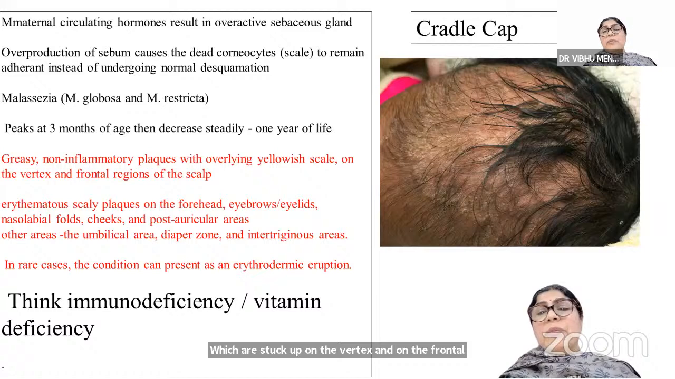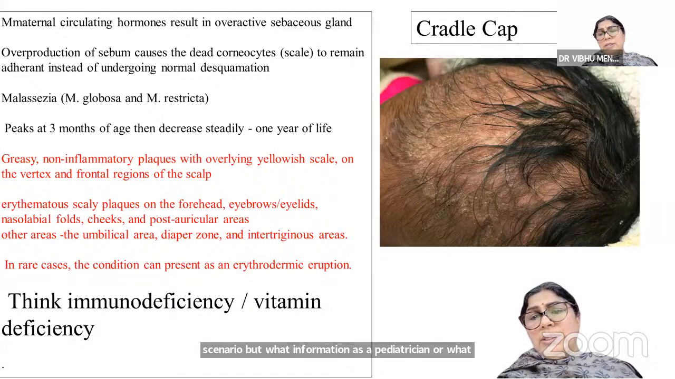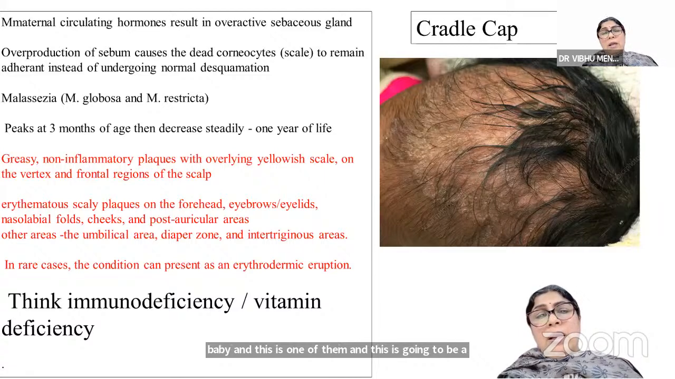But what knowledge we should have as a pediatrician is that this is asymptomatic, and in general it's a physiological overactivity of the child's sebaceous glands over the scalp under the effect of maternal hormones. We know that the maternal hormones after birth cause certain changes in the skin of the baby, and this is one of them. And this is going to be a self-limiting condition.